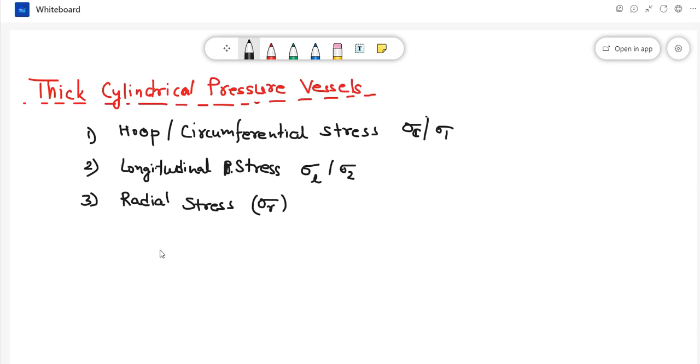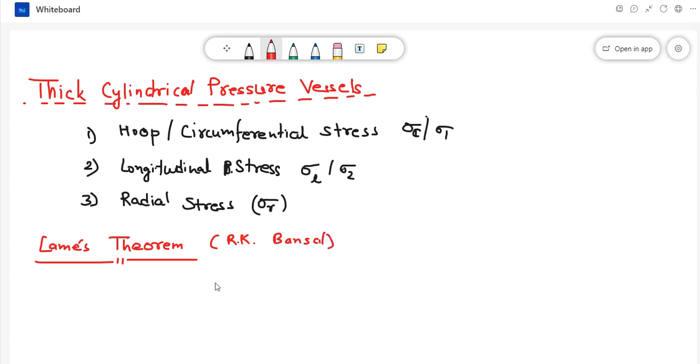Now, how to find out these stresses in thick cylindrical or thick spherical pressure vessels? For that, we have one theorem that is called Lame's theorem. The derivation for this I won't cover. It's there in R.K. Bansal textbook. Please refer to that derivation, how you will get those formulas. So I will write that directly.